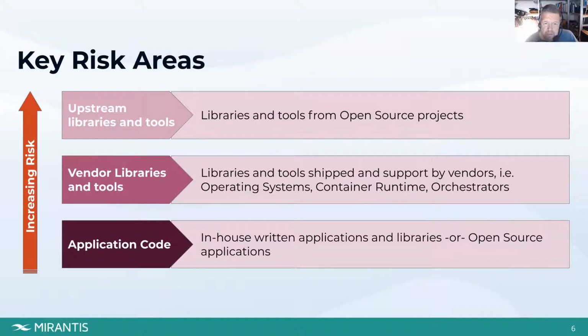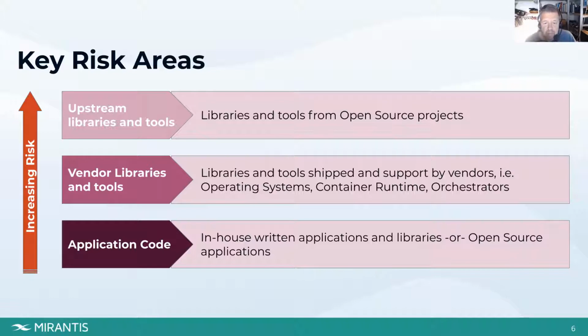Key sources of this risk, outside of the kernel runtime and orchestrator, are components that are typically included in containers. These components usually come from three possible sources. There's application code, usually written in-house code and libraries, but could also include upstream open source applications that have been adopted. The risk here is that this code is often considered trusted and doesn't get the level of scrutiny that it probably should.